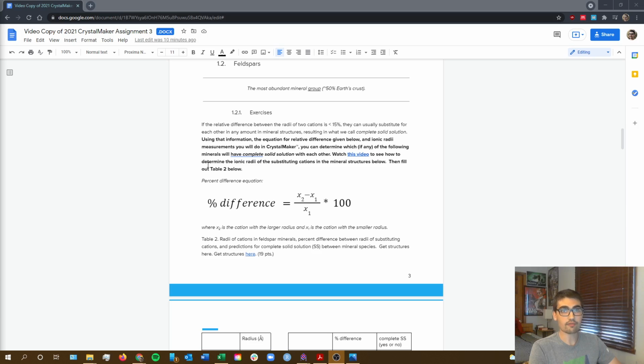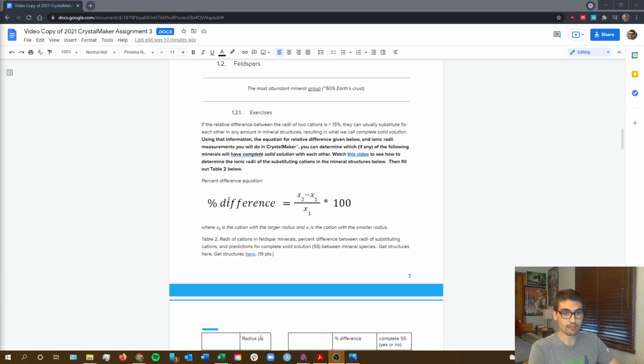This paragraph will sort of explain that, but what we're going to do is measure the radii of two different cations in two different mineral phases, and then calculate the percent difference between them using this formula, and determine whether the percent difference between them is less than 15%. If it is less than 15%, then the two minerals can be in complete solid solution, and that's what we're looking at here.